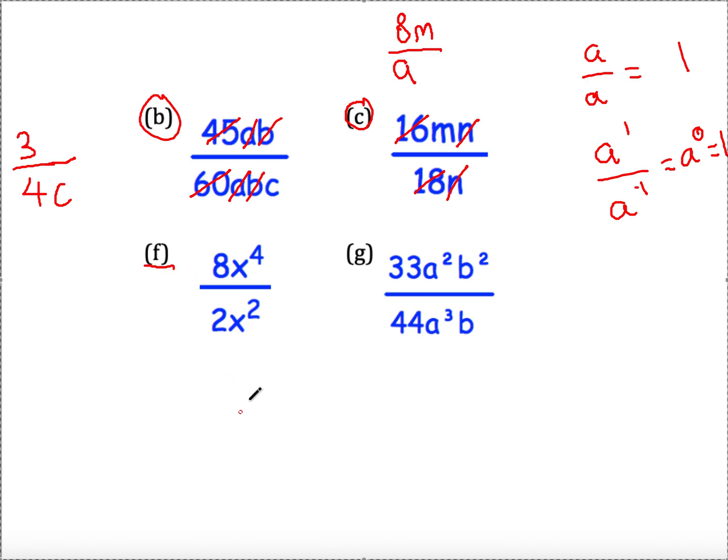Okay, for f, when we're looking at f, definitely focus on your numbers first. What can you factor out of them? Or even better, can you just divide them? Well, 8 divided by 2 is absolutely 4. So I know for sure I've got 4 on the top.